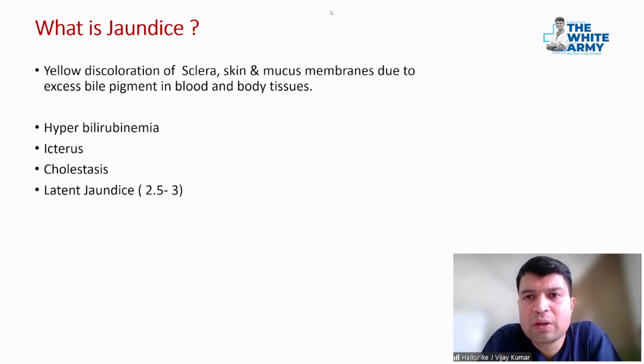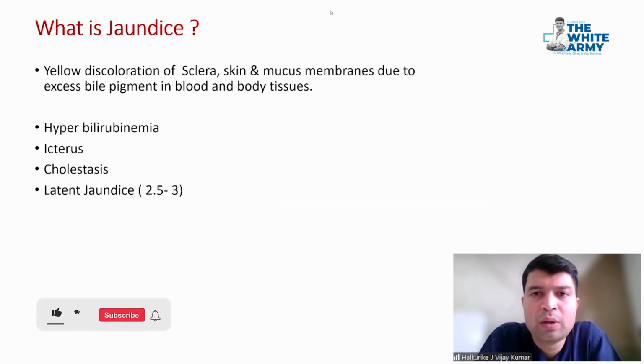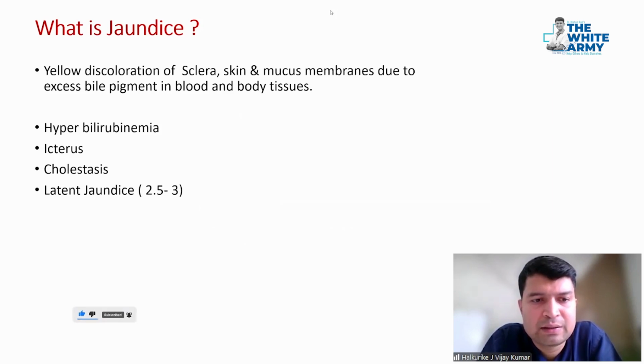Hyperbilirubinemia means, as the word says, just an increase in bilirubin. If the normal bilirubin is 0.9, let us say the bilirubin goes to 1.3, it is hyperbilirubinemia. The bilirubin has gone up, maybe 20, 30, 1.3, 13, whatever it is. Hyperbilirubinemia indicates an increase in the bilirubin level. Icterus is a medical terminology used for jaundice.